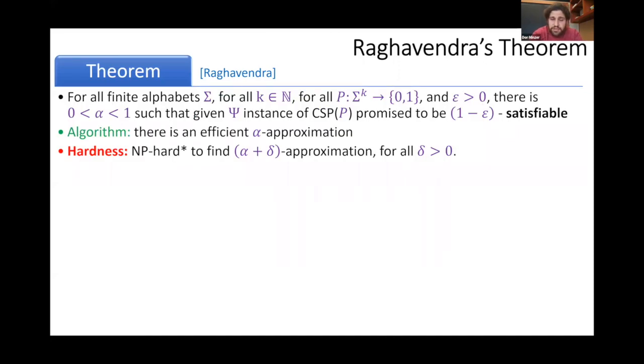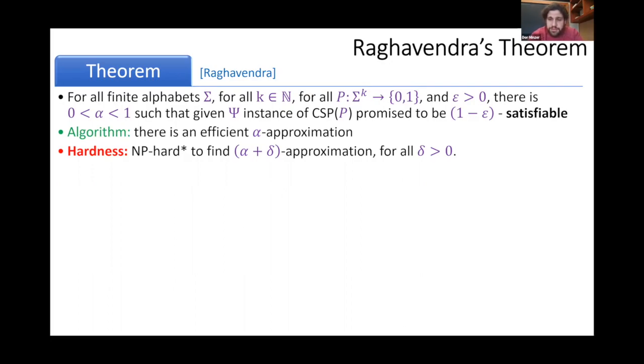So it makes the following assertion. As before, fix alphabet, fix k, and fix a predicate. Now it tells you that for every epsilon, there exists some approximation threshold alpha, such that if I give you an instance of CSP P, which is maybe not satisfiable, but it's almost satisfiable, it's at least 1 minus epsilon satisfiable, then you can achieve an alpha approximation of it. Namely, you can satisfy at least alpha fraction of the constraints, but beating it is NP hard.